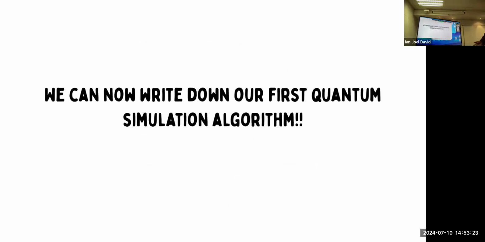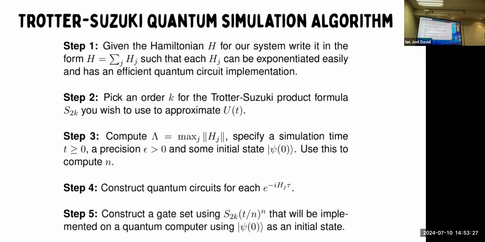So we can now write down our first quantum simulation algorithm, and it's very straightforward. There's just a few steps. If we're given a Hamiltonian H for our system, we must write it in a form where it's a sum of H_j, such that each H_j can be exponentiated easily and has an efficient quantum circuit implementation. The next step is to pick some order k for the Suzuki-Trotter product formula you wish to use to approximate U of t.